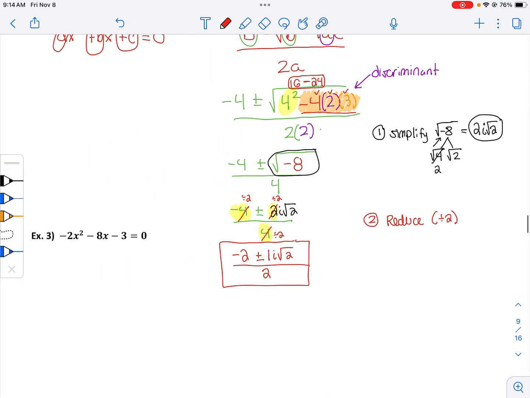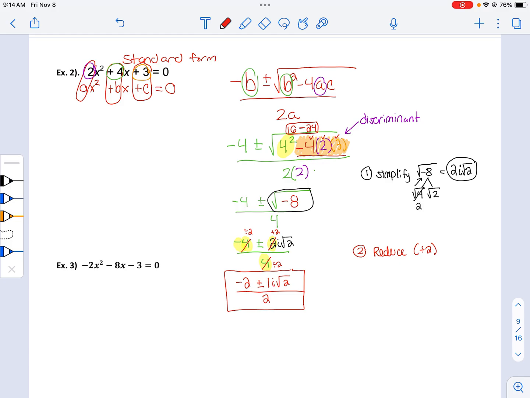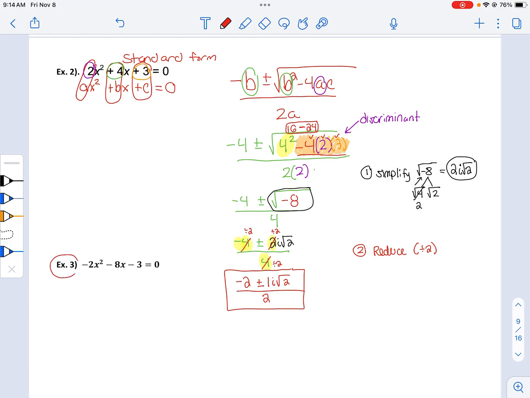Okay? And I'll make a second video in a few moments. I'll make a second video showing you example 3 as well, so we can look at what we do when we've got all these negatives in here. So we'll look at that one in just a moment.